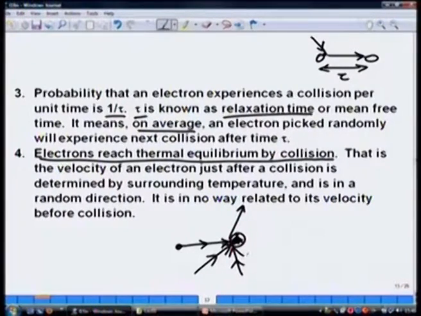It evolves in a direction which is random, and its speed is entirely dependent on what the local temperature is, because that is how it reaches thermal equilibrium. This means that after collision the evolution of speed is based on thermal equilibrium in random directions. It has no history; that electron does not remember what speed and what direction it came from.